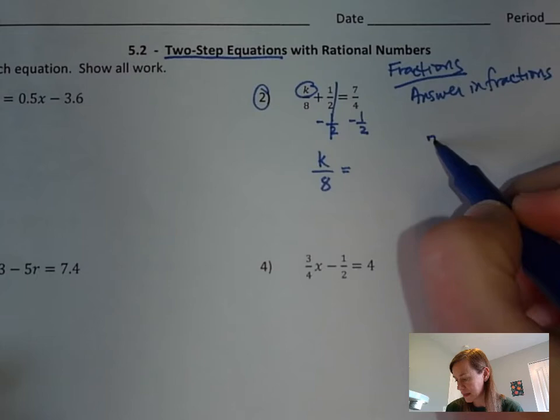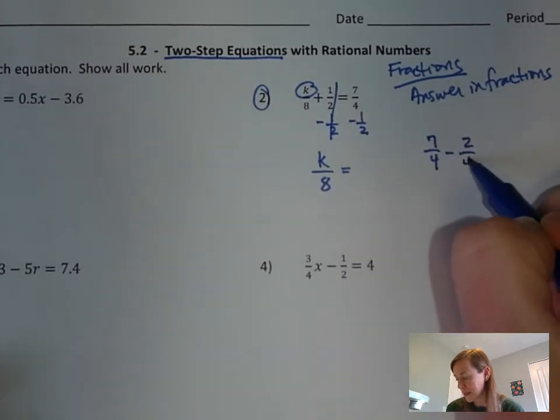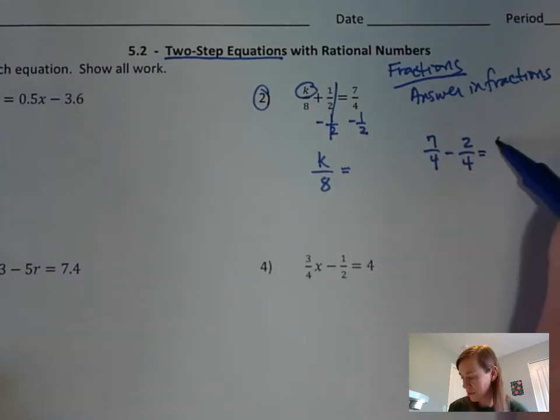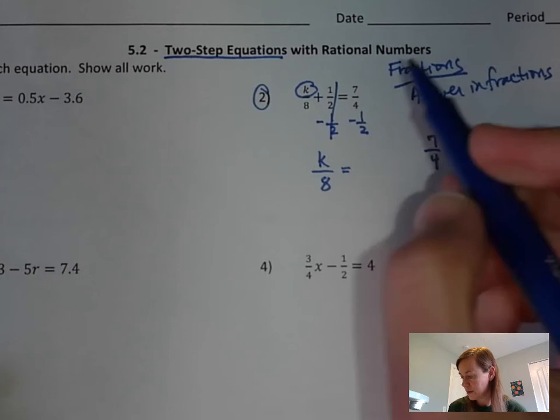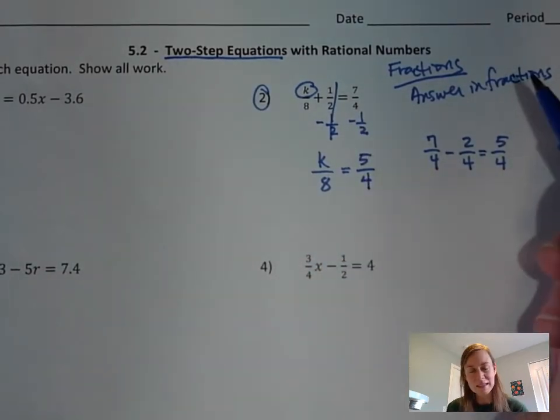I'm just going to go over here and I'm going to say 7 over 4 minus 2 over 4, because I know that 2 over 4 is the same thing as 1/2. And that's going to equal 5 over 4. So that's not our answer, but that's what we're going to put on the right-hand side.